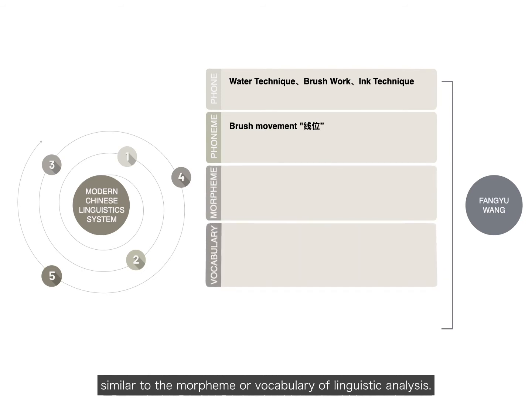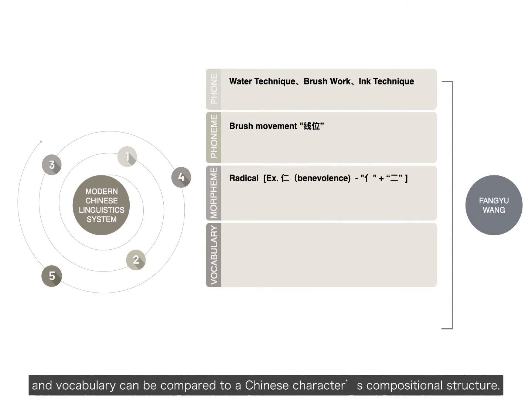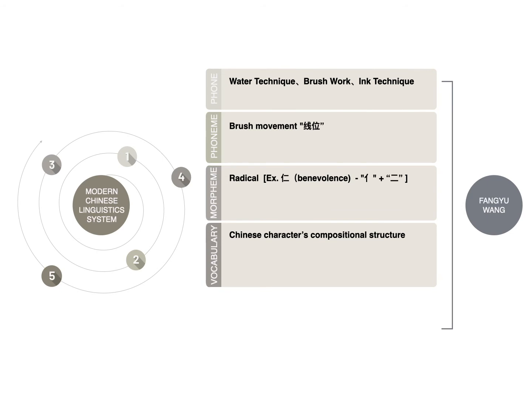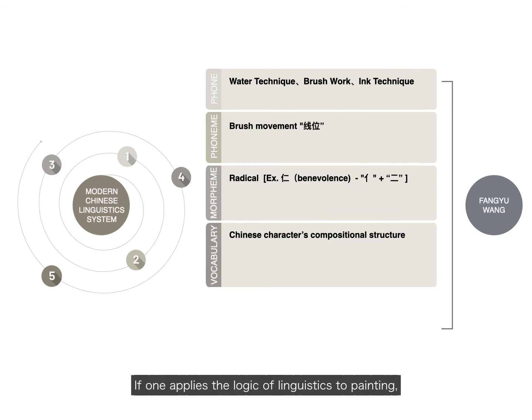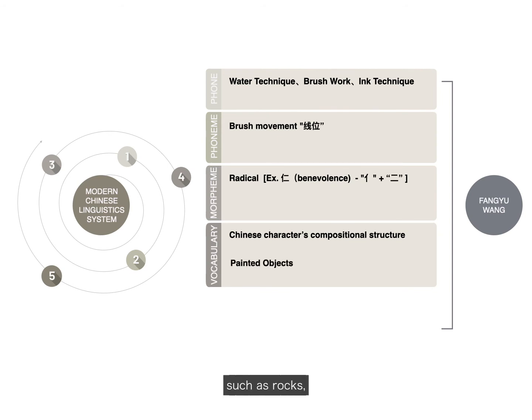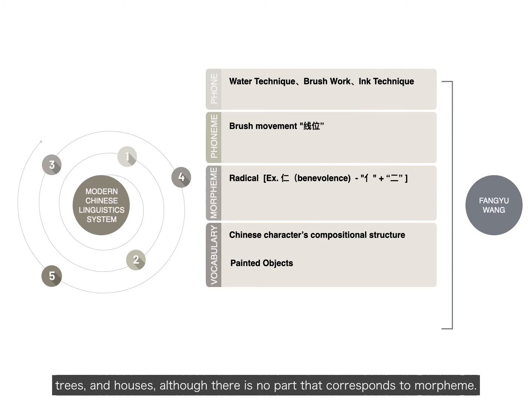of linguistic analysis. If one applies the logic of linguistics to calligraphy, morpheme can be compared to the Chinese character's radical, and vocabulary can be compared to a Chinese character's compositional structure. If one applies the logic of linguistics to painting, vocabulary corresponds to painted objects, such as rocks, trees, and houses, although there is no part that corresponds to morpheme.